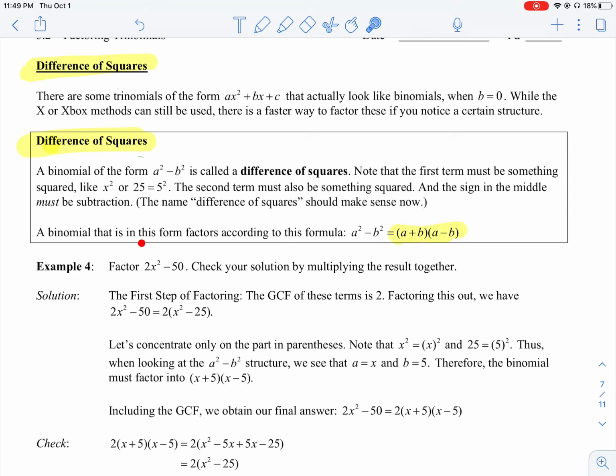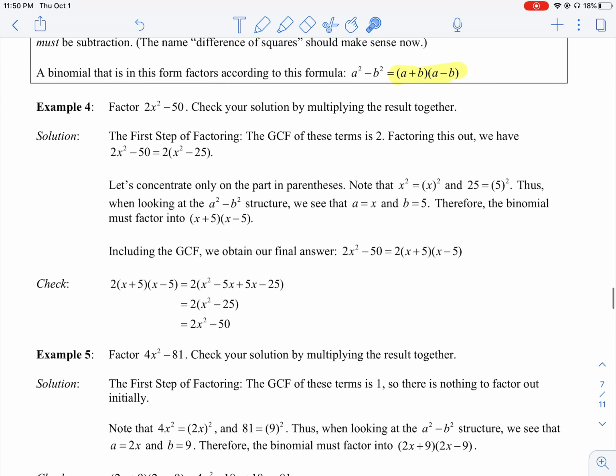A binomial that is in this form factors according to this formula. a squared minus b squared is equal to a plus b, a minus b. And let's see what that means. For example, number 4, factor 2x squared minus 50. You have to check your solution by multiplying the result together. The first step of factoring, as usual, is to find the GCF of these terms. So the GCF is 2.